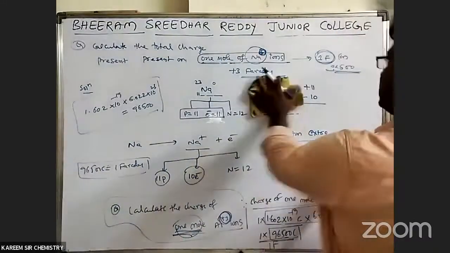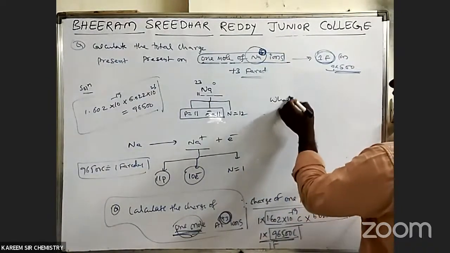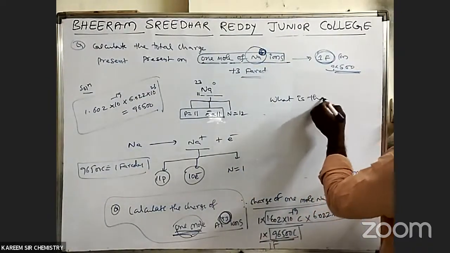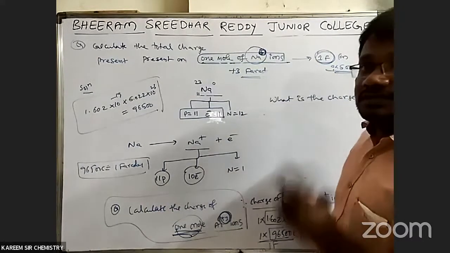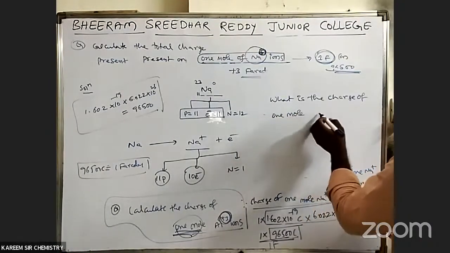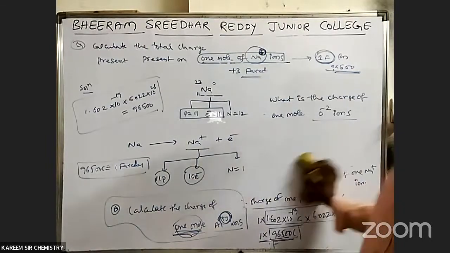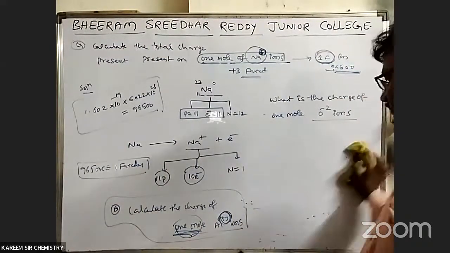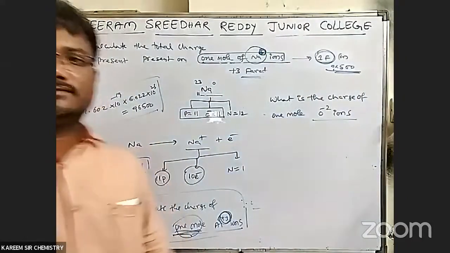For example, what is the charge of 1 mole O minus 2 ion? Tell me the charge of 1 mole O minus 2 ion. What is the charge of 1 mole O minus 2 ions?